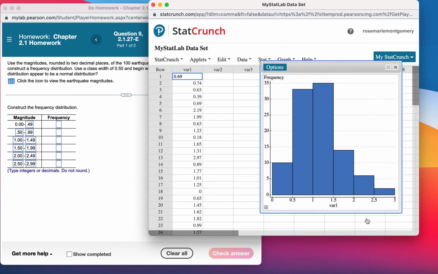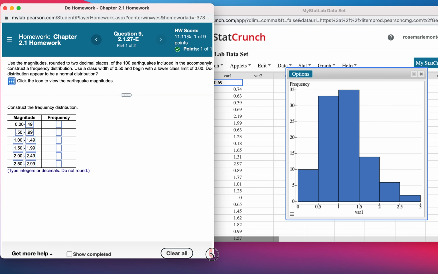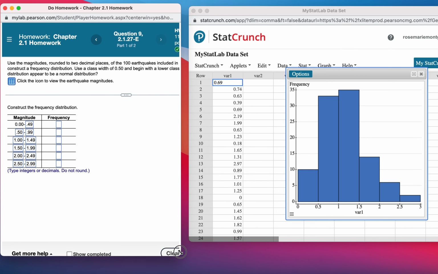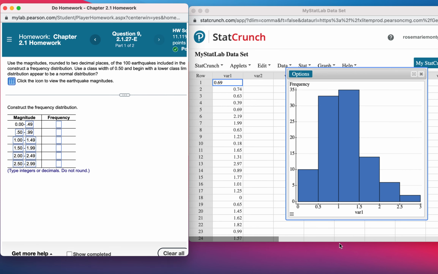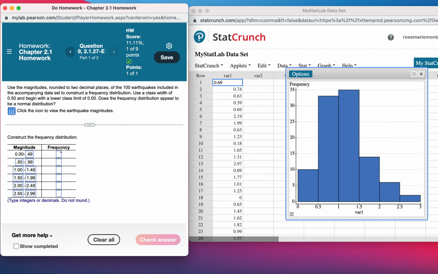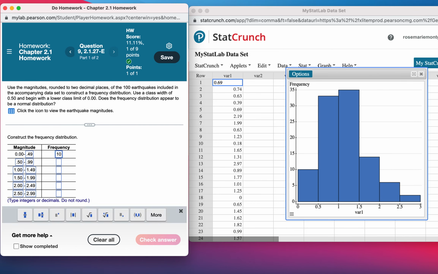Let's see if I can get these on the same page. I don't have to close one. Okay, so the first class has a frequency of 10, so I can put that in. And then if I hover over this bar here, if I click on this bar, I can see I've got 33 data in that class.